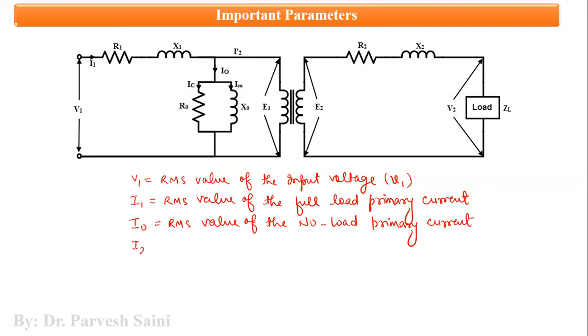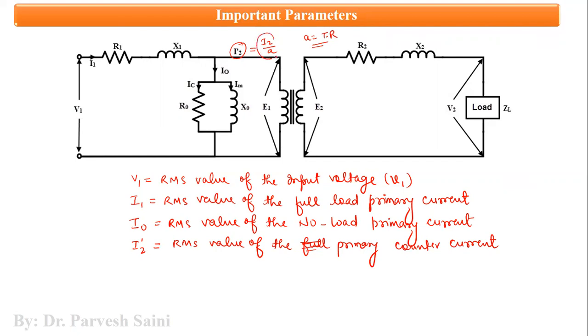Then we have I2 dash. This is the RMS value of the primary counter current. In our previous lecture, we have already understood the significance of this particular current. It is generally equal to I2 by A, where A is the transformation ratio. In some books, you will also find I2 dash equal to K I2. So here K is also the turn ratio or voltage ratio basically, or transformation ratio, right?